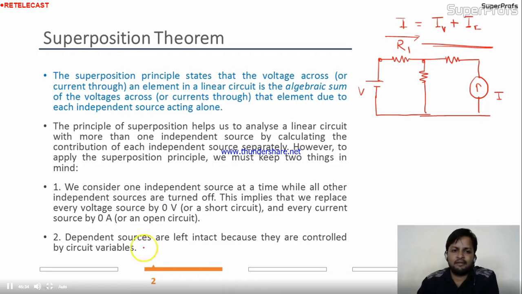Okay, this is very simple here. The principle of superposition helps us to analyze a linear circuit with more than one independent source. More than one independent source. Then only we can apply the superposition theorem.